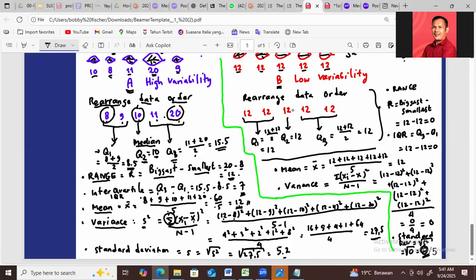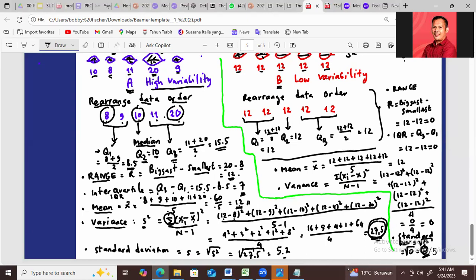Then we calculate: 12 minus 8 squared is 4 squared, 12 minus 9 squared is 3 squared, and so on. Then you sum these up: 16 plus 9 plus 4 plus 1 plus 64, over 4, and you have 27.5. This is quite a big value because we have high variability in the data, so our variance will also be big.